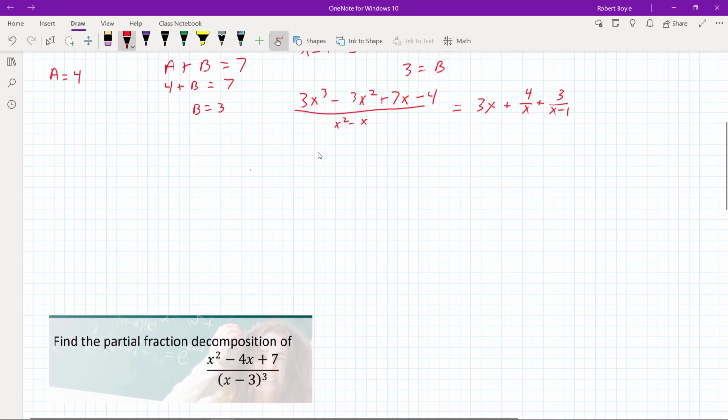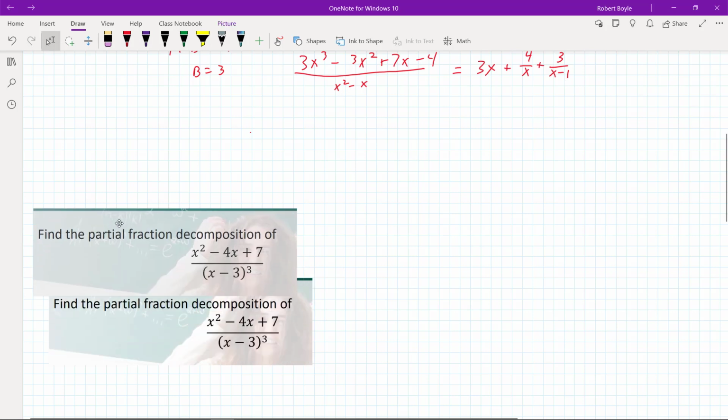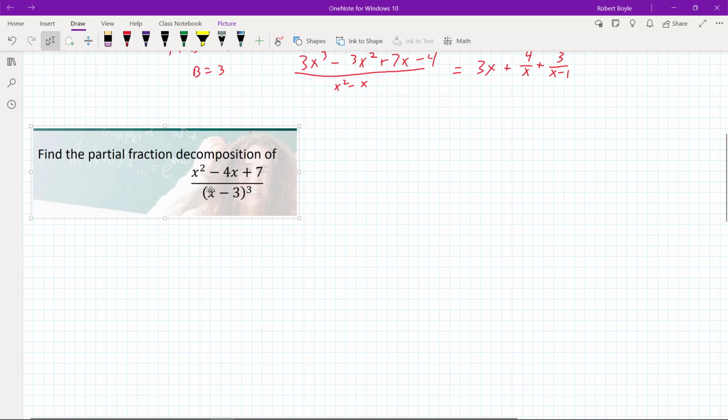Okay, let's take a look at our next example. This example here is one with a repeated root. So here we have a repeated factor. We have the factor x minus 3. It's repeated 3 times.